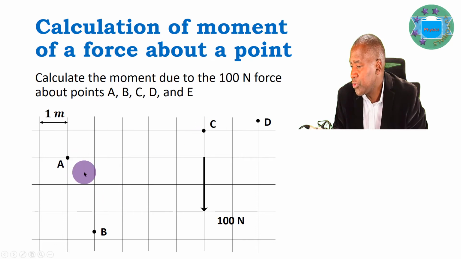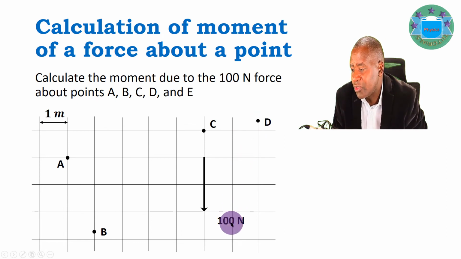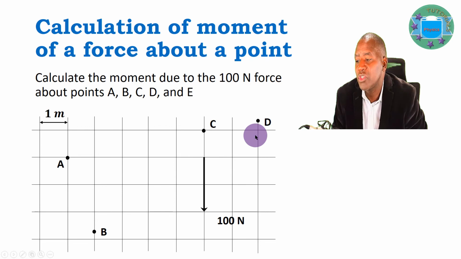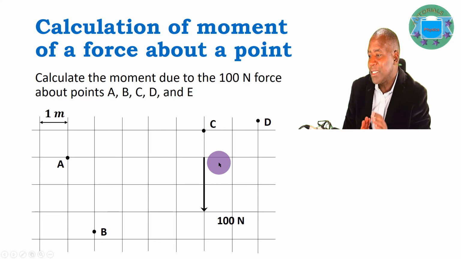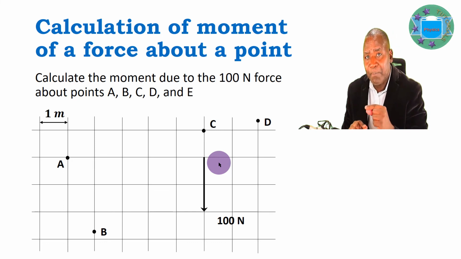Of course, the moments due to the 100 Newton force about point A and about point B are both clockwise, but they are different in magnitude. Let's look at the moment due to the 100 Newton force about point D, and we'll see that it will be 100 newtons times 2 meters, which is 200 Newton meters, anti-clockwise. This time it is anti-clockwise, because when we imagine this to be the center of the clock, and the distance is actually the arm of the clock, we realize that that motion is anti-clockwise. And that is how we calculate the moment due to a given force about a given point.